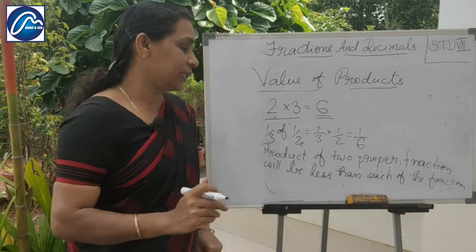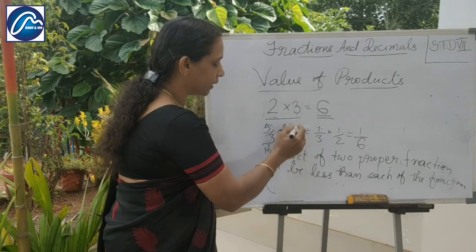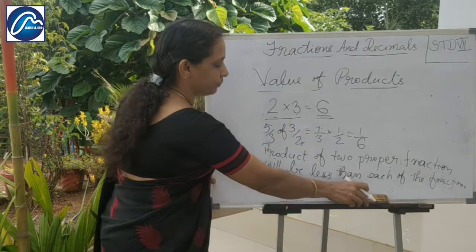But if it is an improper fraction, what will happen? For example, 5 by 3 and 3 by 2.